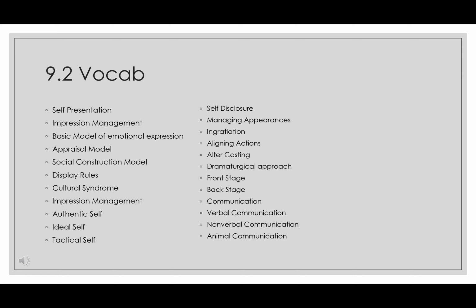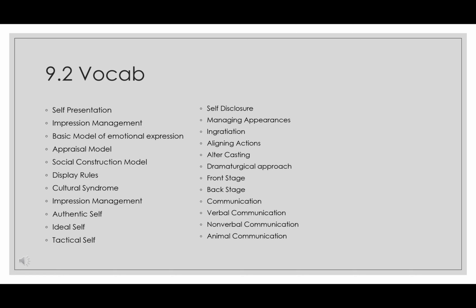Impression management. Impression management is our attempts to influence how others perceive us by regulation or control of information in social actions. There are three selves in impression management: the ideal self, the authentic self, and the tactical self. The authentic self describes who the person actually is, including both positive and negative attributes.